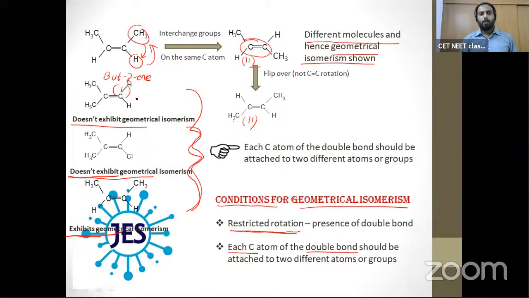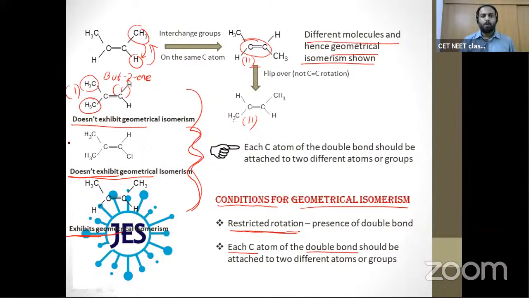Now look at compound number 1, I am marking it. See compound number 1, it doesn't show geometric isomerism. There is a double bond, but even with a double bond it doesn't exhibit geometric isomerism. Why? Check this. These two groups are identical. Remember, each carbon atom should have different groups. Only then it shows geometrical isomerism. These two are identical, therefore no geometrical isomerism.